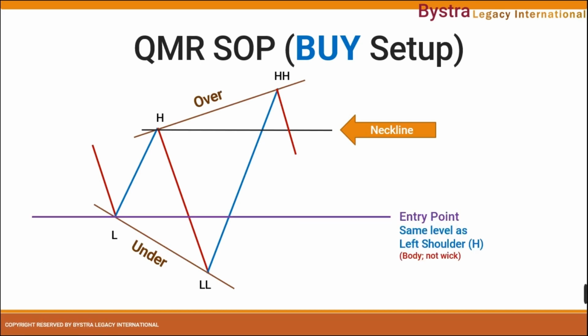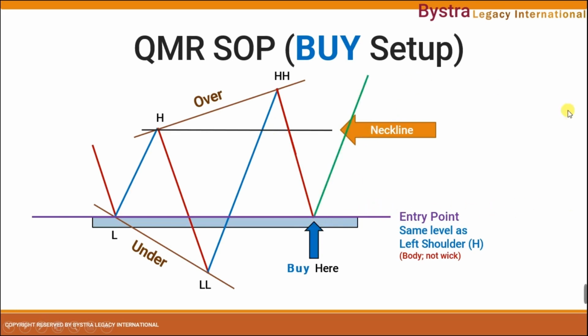Next, we should mark the entry point at the same level as the shoulder on the left side, at the body and not at the wick. We mark the zone all the way up to the wick to make it easy for us to monitor. We'll set our PO at this entry point here. When price comes back to this area, it will continue to go upwards. So remember, once again, it must always be on a quick retest.